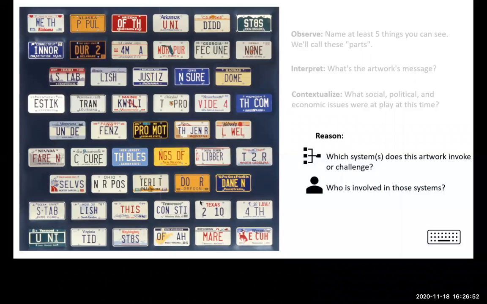And I'm going to put a minute on the clock. Your instruction at this point is to choose a single system from the chat box and, in the chat box, name as many people who are involved in that system as possible.